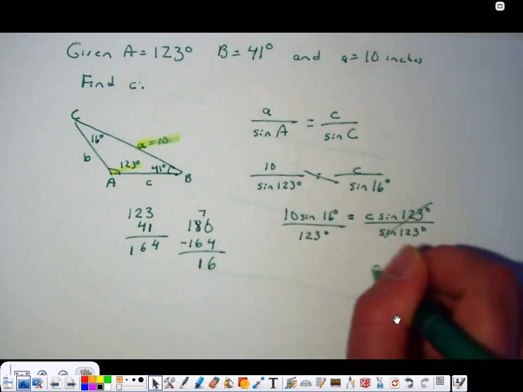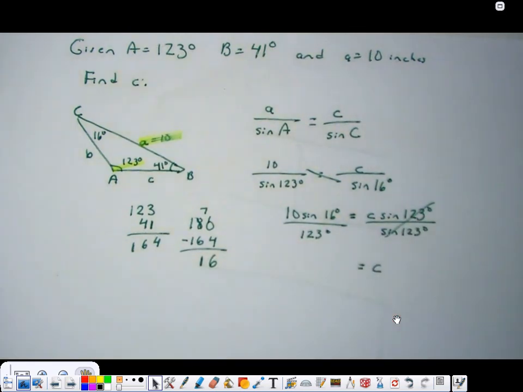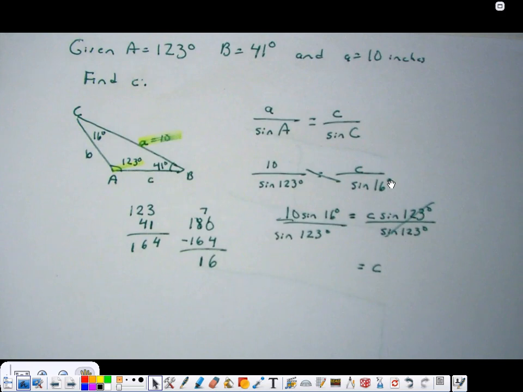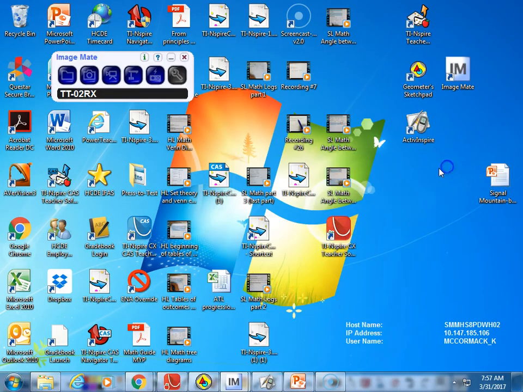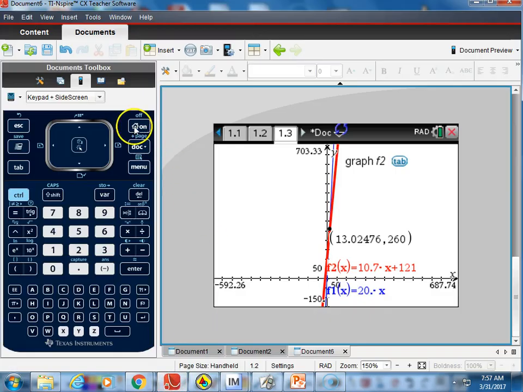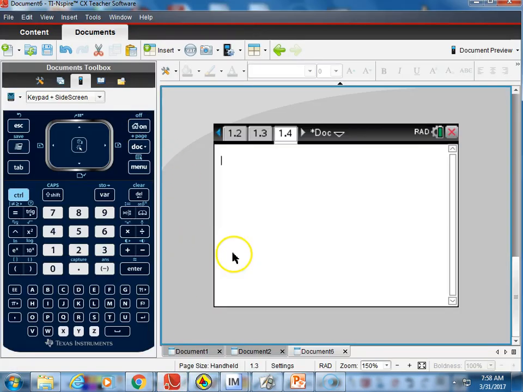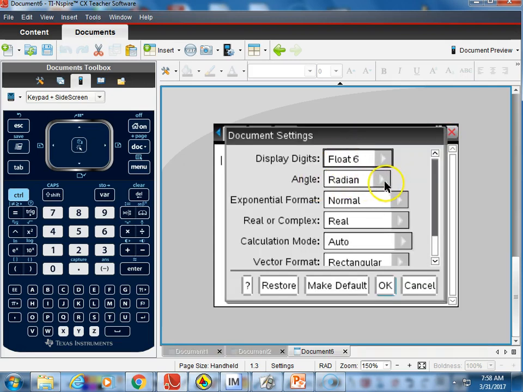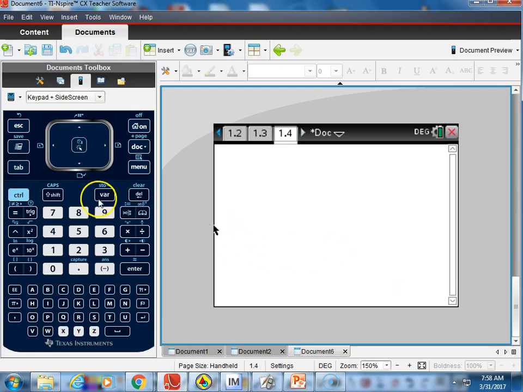So all we need to do is put that in on the calculator, and we will have our answer. What? Oh, I lost the word sine, didn't I? Sorry about that. Okay, what mode do you think I need to be in? Yes. Okay, so you're going to check that up here. Your calculator tells you mine's in radians, so I'm going to click on the battery. I'm going to hit document settings, go to angle, change that to degrees. And then I can just put that in.